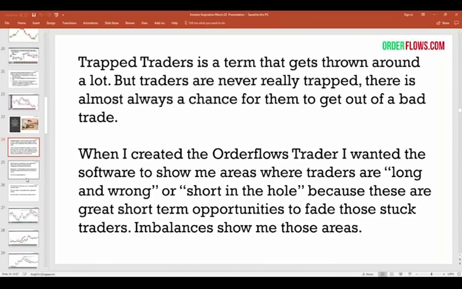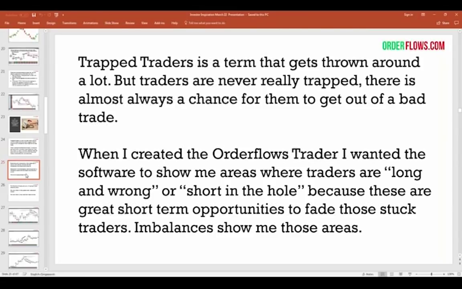It's not like you're going to have 5,000, 10,000 traders stuck in a position. No, it's going to be a handful of traders that are long and wrong, as I like to call it, or short in the hole. Now, when I created the Orderflows Trader software, I wanted software to show me areas where traders are long and wrong or short in the hole, because these are great short-term opportunities to fade those stuck traders. And imbalances help show me those areas.